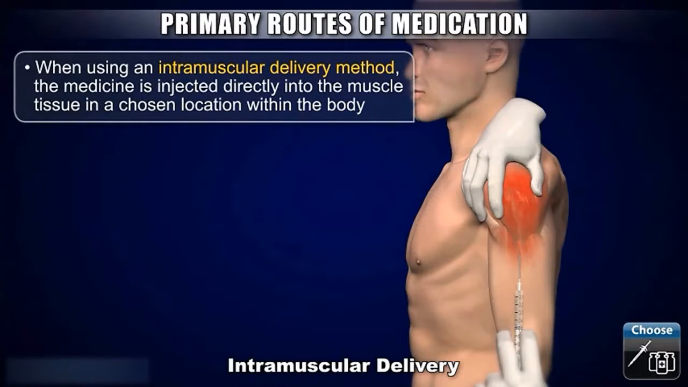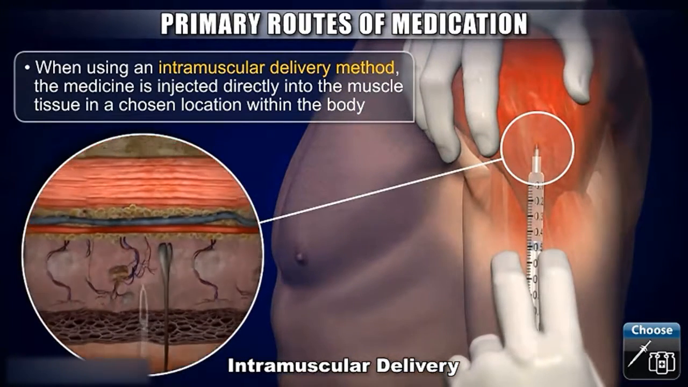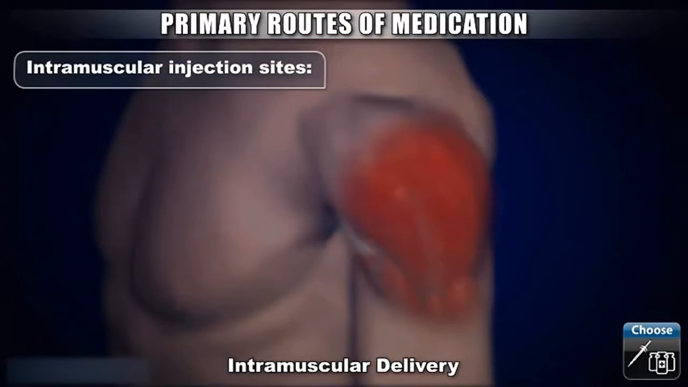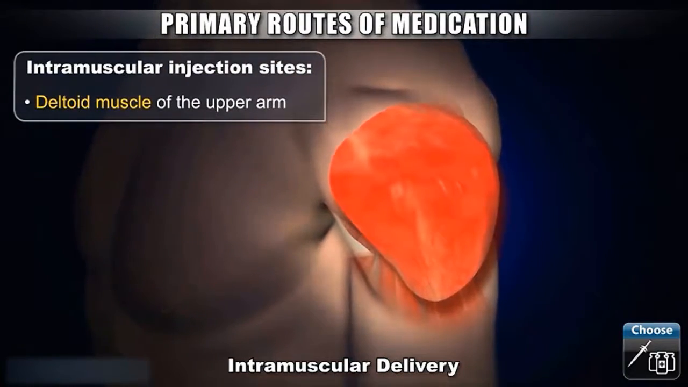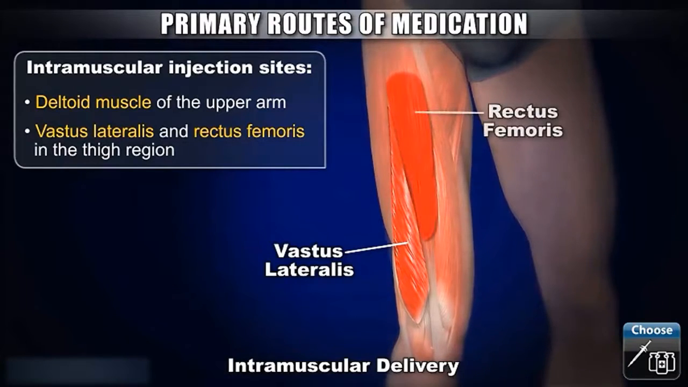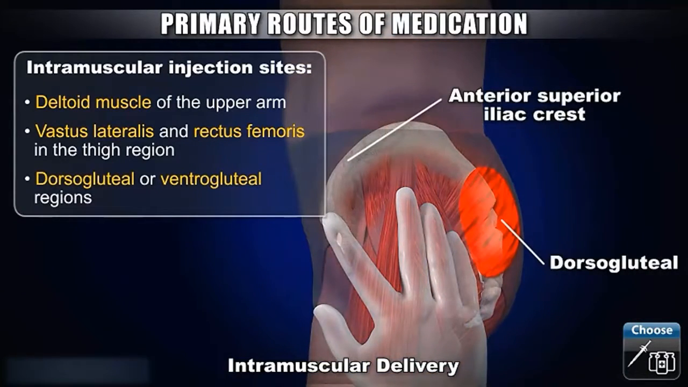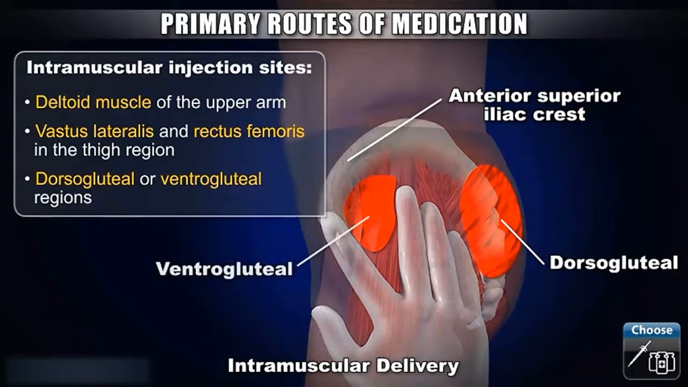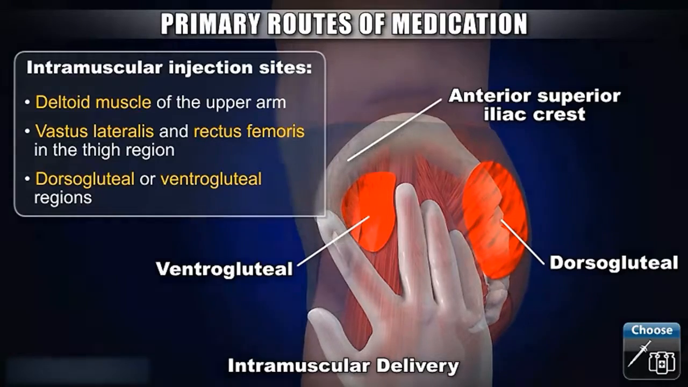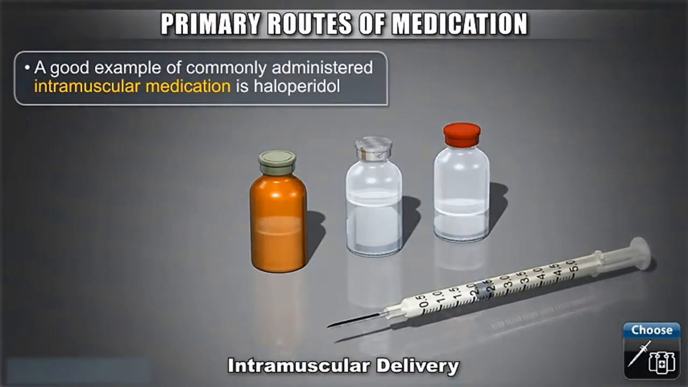When using an intramuscular delivery method, the medicine is injected directly into the muscle tissue in a chosen location within the body. Possible intramuscular injection sites include the deltoid muscle of the upper arm, the vastus lateralis and rectus femoris in the thigh region, and the dorsogluteal or ventrogluteal regions. A good example of commonly administered intramuscular medication is haloperidol.